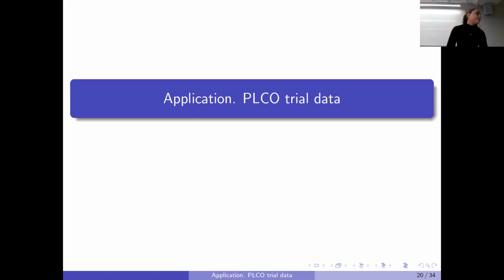There's a question: has Joanna tried to use more than one biomarker at the same time? Well, it depends how they're related to each other, I guess. But yeah, the answer is no, I haven't.